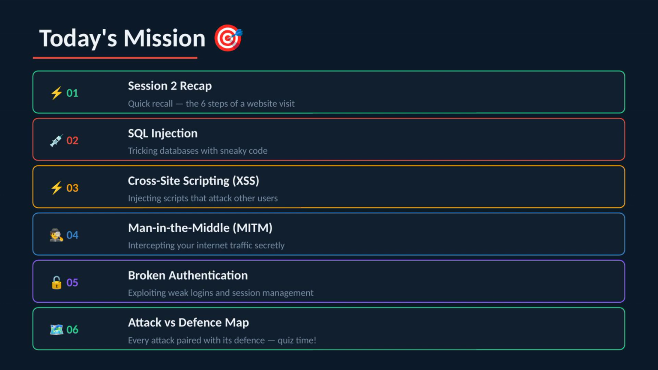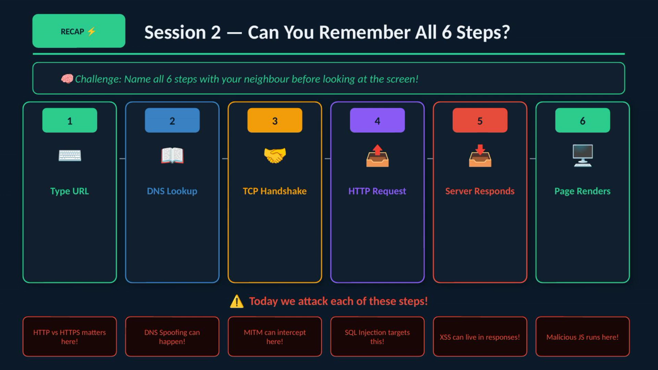Let us start with a quick warm-up recap. Before we move forward, let us make sure we are all on the same page from last session. These are the 6 steps that happen every time you open a website. Every single time. Step 1, you type the URL. Step 2, DNS translates the domain to an IP address. Step 3, TCP establishes the connection.